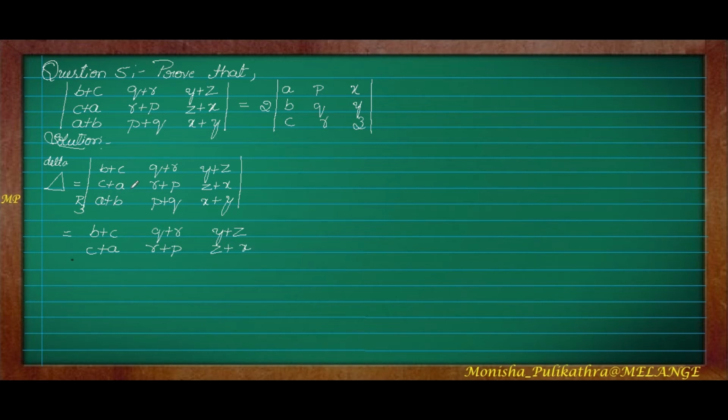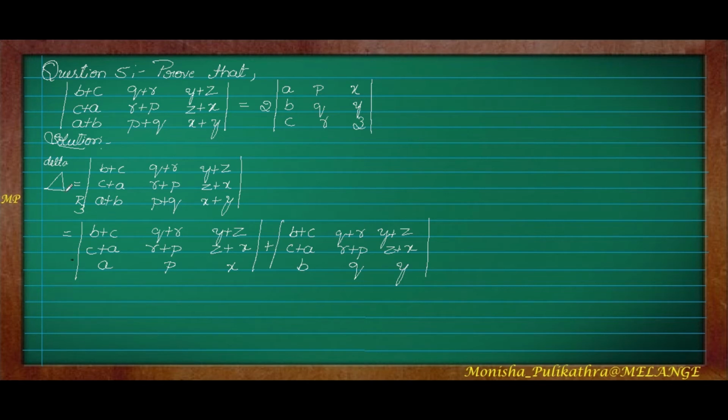In the first determinant, you have to take A, P, X, since I am splitting only the third row. In the next case, write everything: B plus C, Q plus R, Y plus Z, the first and second row, all the elements. C plus A, R plus P and Z plus X. Whereas in the third row, since I have written the first element, you have to write the second element again in the second determinant, that is B, Q and Y. So first I have split it.